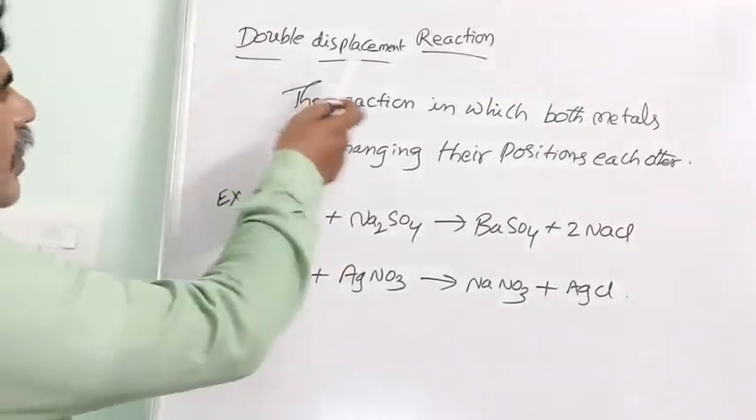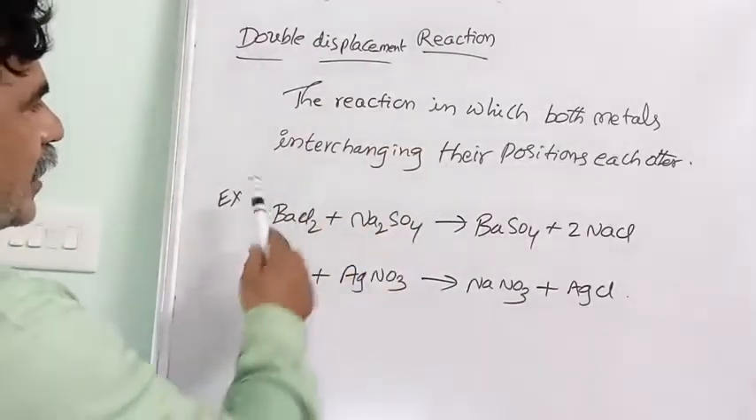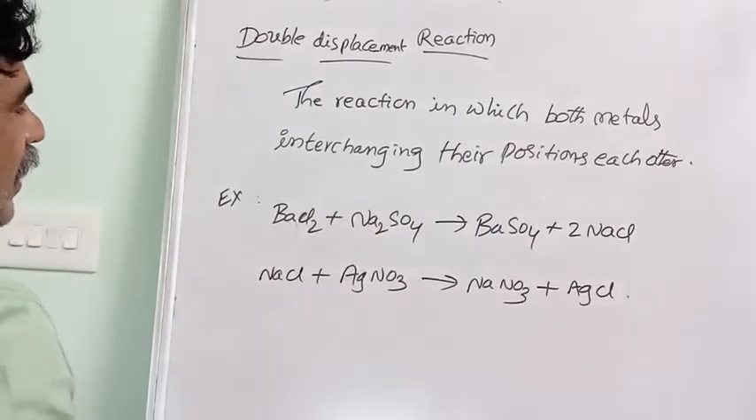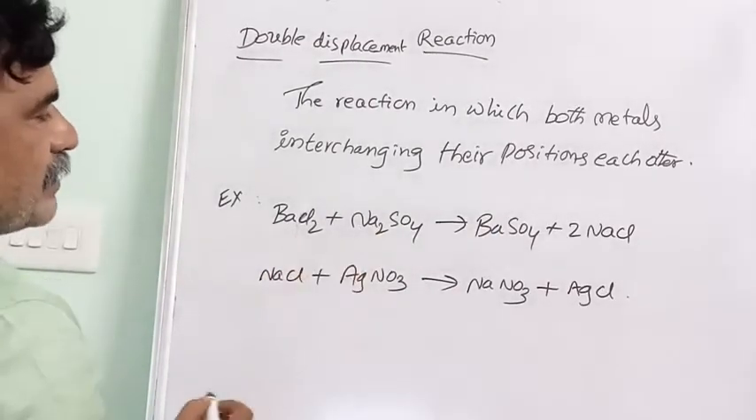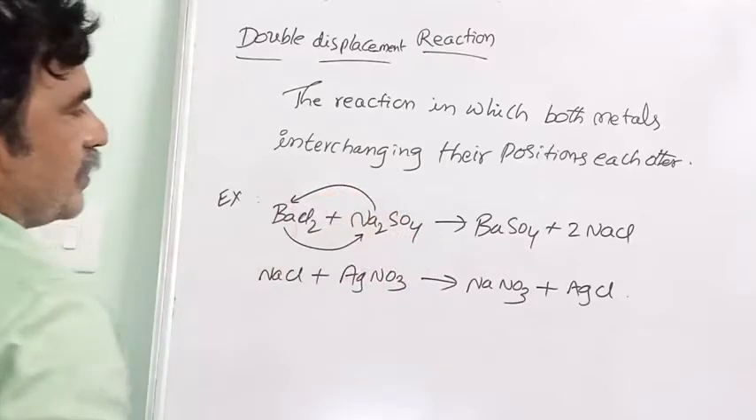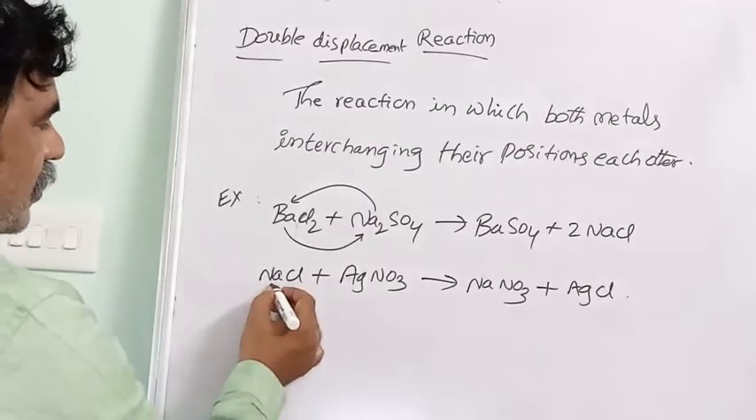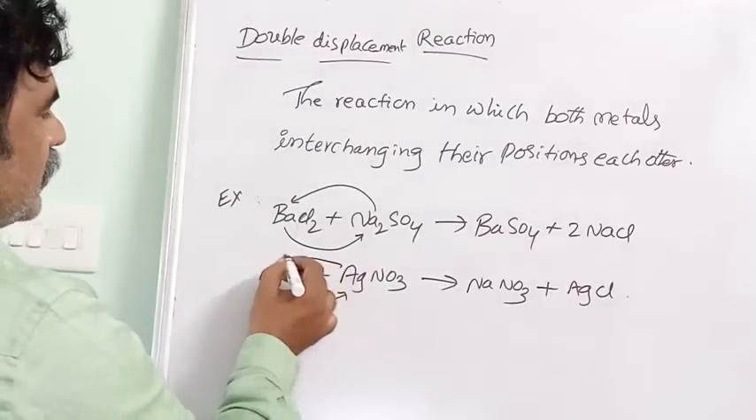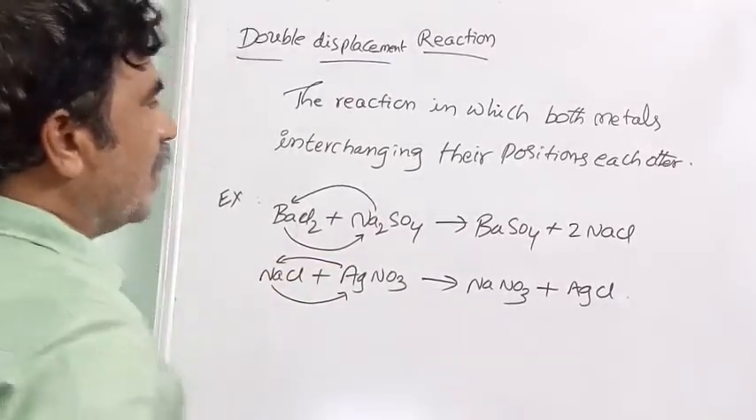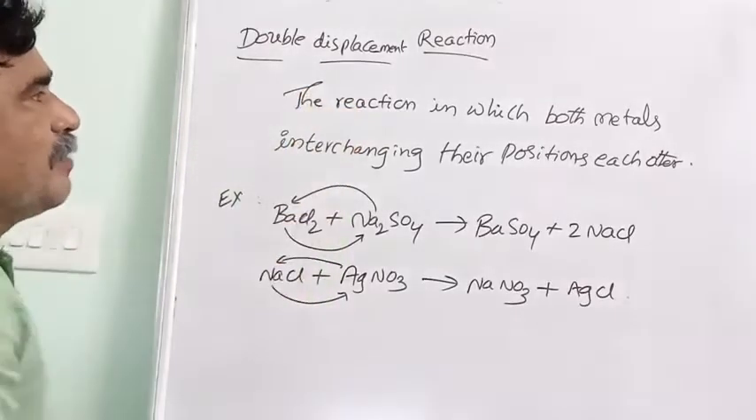Next reaction is double displacement reaction. The reaction in which both metals interchange their positions is known as double displacement reaction. Example, barium chloride plus sodium sulfate. Barium is coming to this place, sodium is occupying this place. The products are BaSO4 and NaCl. Here also sodium is occupying silver's place, silver is occupying sodium's place, then it becomes NaNO3 and AgCl. That means both metals are interchanging, that is why the name double displacement came.